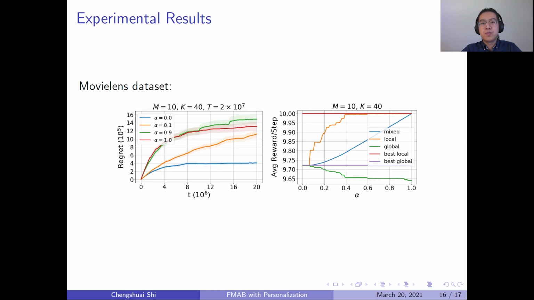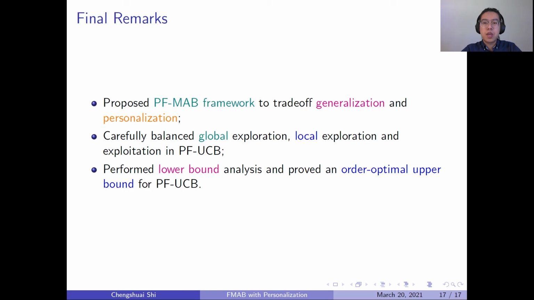As a conclusion, in this paper, we propose the PFMAB framework to trade off generalization and personalization. In the design of the PFUCP algorithm, we carefully balanced between global exploration, local exploration, and exploitation. Theoretically, we performed a lower bound analysis for this framework and proved an order-optimal regret behavior for the designed algorithm.